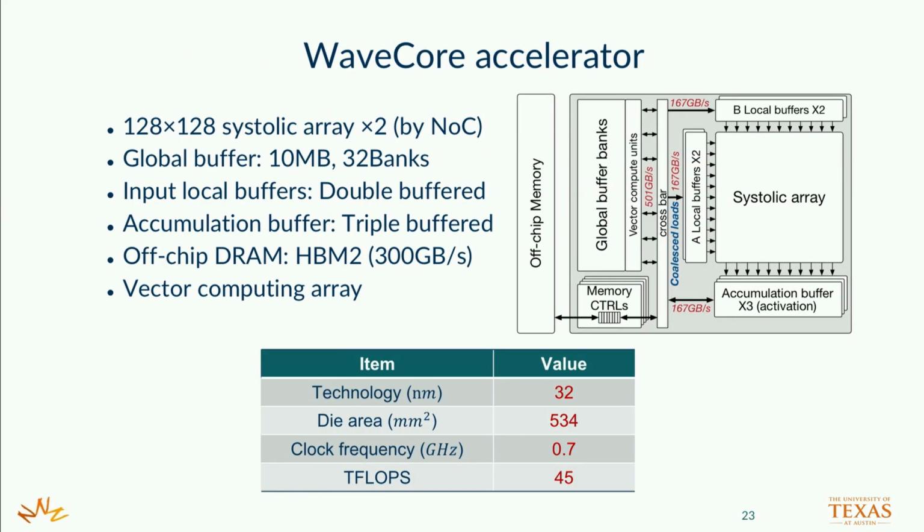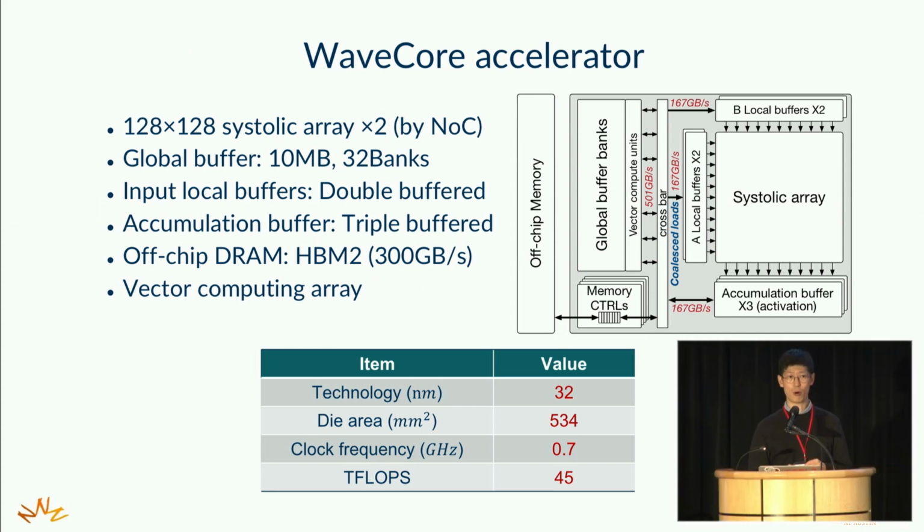So far I described systolic array cores to build the WaveCore accelerator to efficiently execute mini-batch serialization. And I use two of those cores linked by NoC. And I use a global buffer size of 10 megabytes using 32 banks to avoid bank conflicts. And then I double buffer both the input buffers of the feature map and the feature filters. And then I triple buffer the accumulation buffer to concurrently execute some additional operations required for MBS.